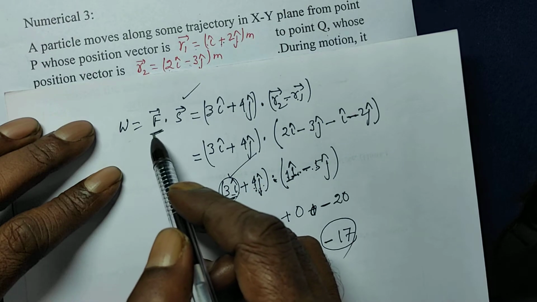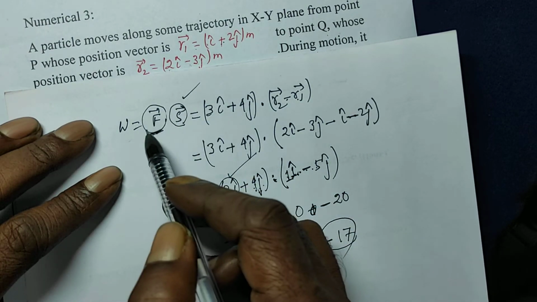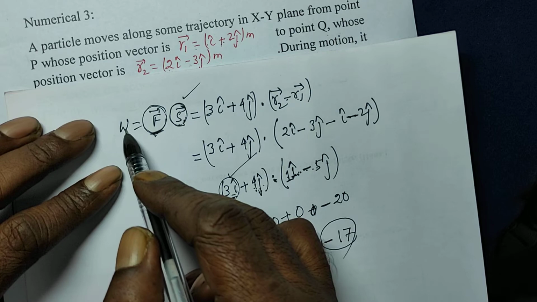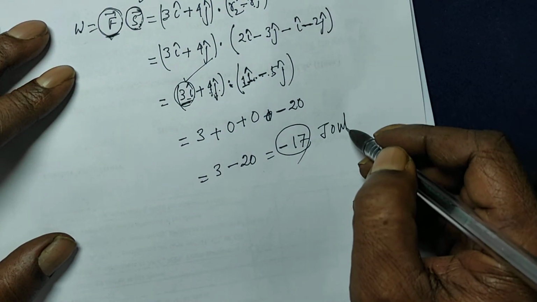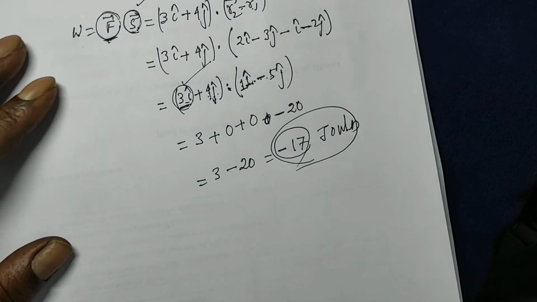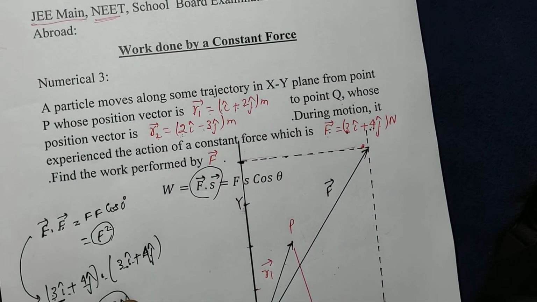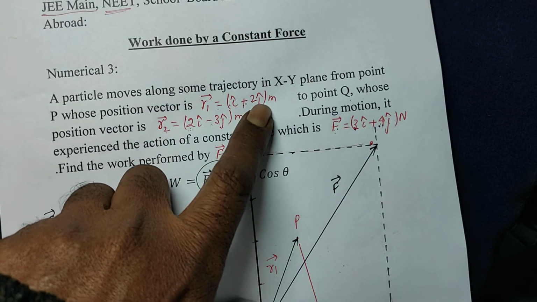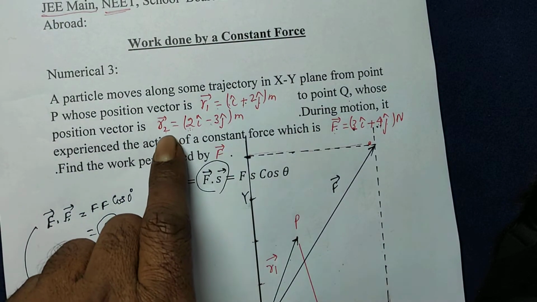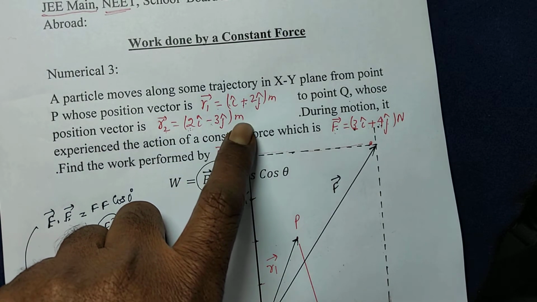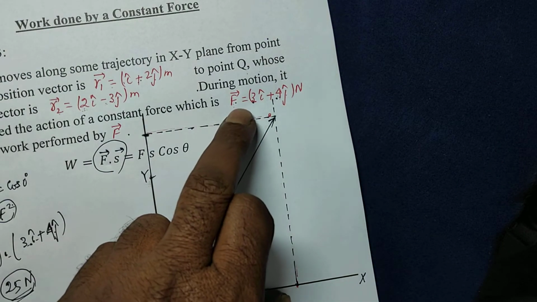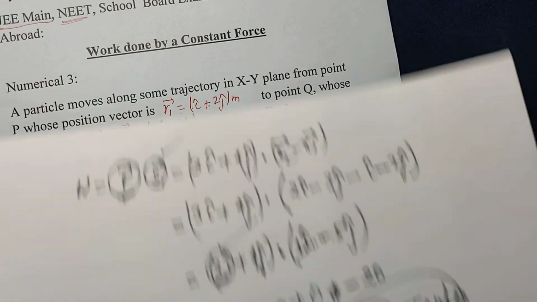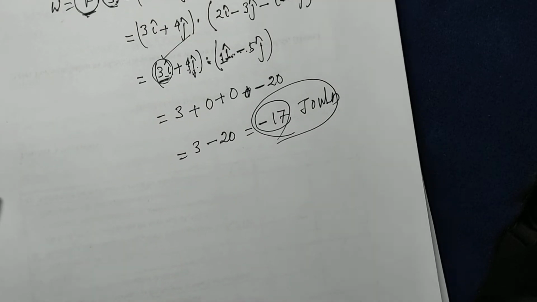Now since F was given in Newton and the displacement was given in meter, Newton meter is the same thing as joule. So minus 17 joules is the amount of work done. So in this numerical, the work done when a body having position vector r1 equal to i cap plus 2j cap meter moves to a point Q, whose position vector r2 is equal to 2i cap minus 3j cap meter, by a force F equal to 3i cap plus 4j cap Newton, is equal to minus 17 joules.